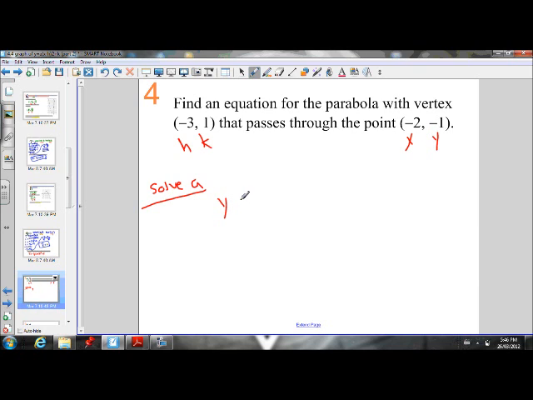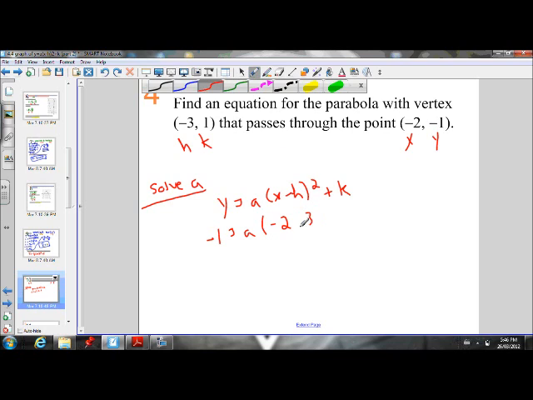So we know that y is equal to a(x minus h) squared plus k. Plug all of these values in, our x, y, h, and k values. Our y is -1. We don't know a. We're solving for a. Our x is -2. Our h is -3. So we're going to subtract -3, that changes to plus. So -2 plus 3 squared, plus our k value is 1. Now all we do is go through and simplify and practice our algebra skills.